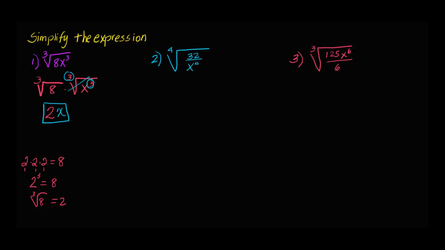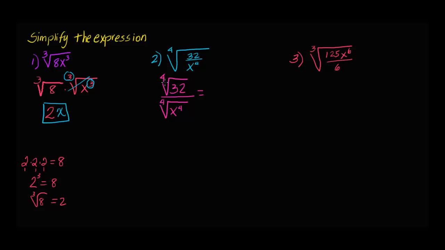For number 2, I have the 4th root and I have a quotient. So remember, the quotient property says that I can separate these radicals into their own radical. So I can do this. I can write them separately with their own radical symbol. There it is. And now I simplify.